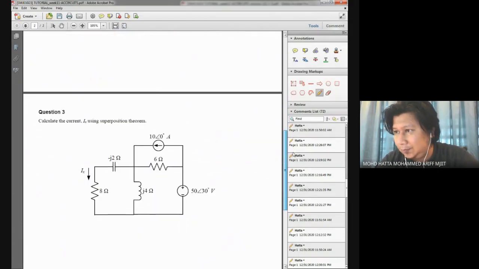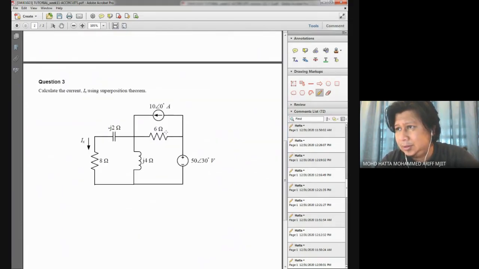half an hour to explain. I think this one is quite straightforward. We try to use superposition theorem to solve it.